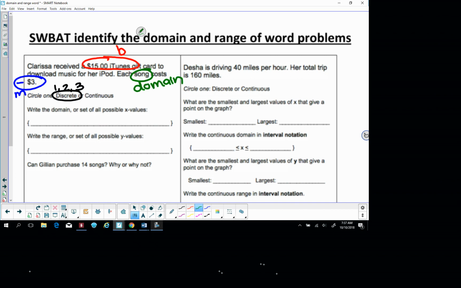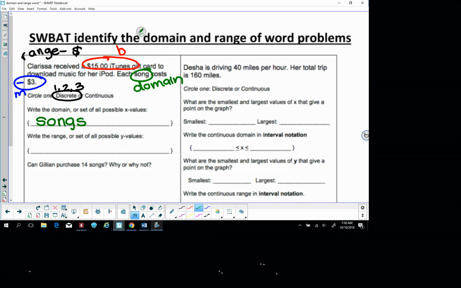What would your range be? What is she dealing with here? What is she using to buy the songs? Money. And so your range would be money. The first thing it says is, write the domain, or the set of all possible x values. So the domain would be our songs, right?